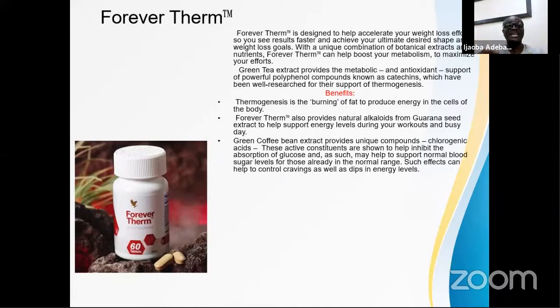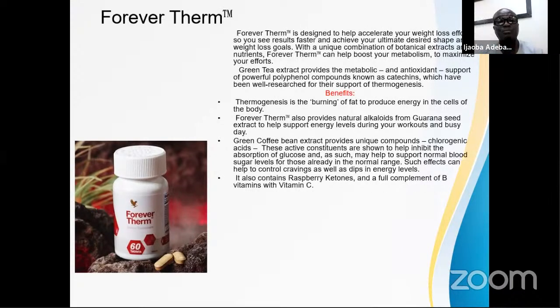So as you are taking it, the whole thing is working with the entire system, with your endocrine system, so that you are functioning and you don't have issues with your health. Such effect can help to control cravings as well as dips in your energy levels.